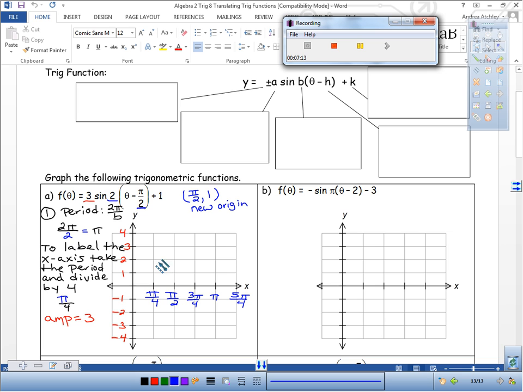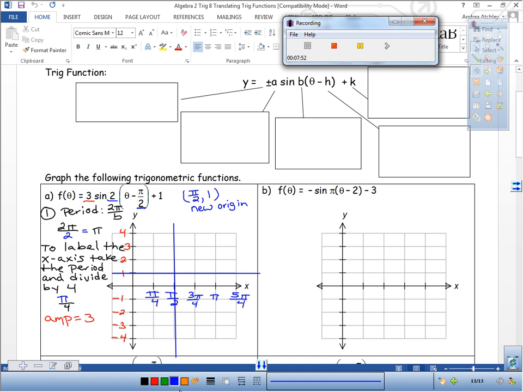So we're going to create a new x and y. So this is the original origin at 0, 0. We're going to create a new x and y axis at pi over 2 and 1. So at pi over 2, we're going to draw a new x-axis. And at 1, we're going to draw a new y-axis. Okay. This makes it a little easier to graph. So this is like our new 0, 0.